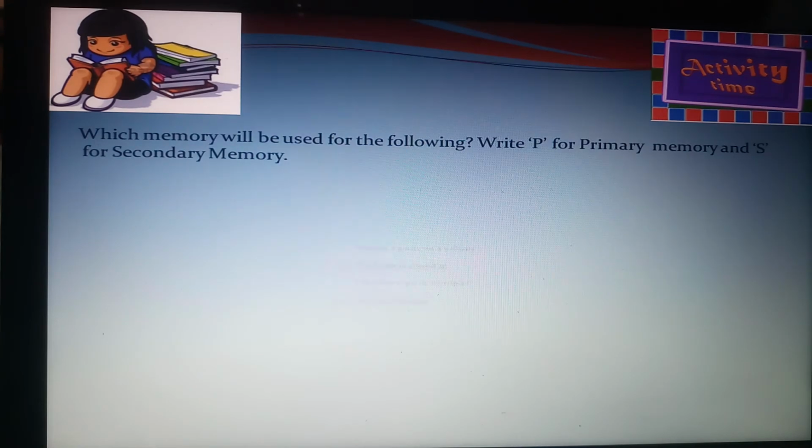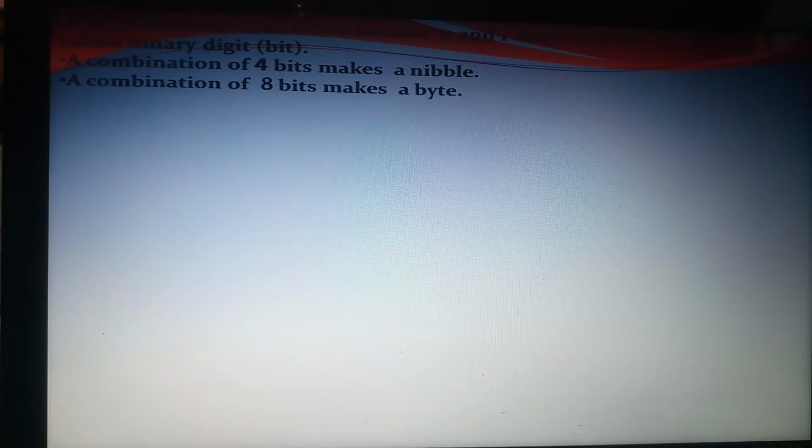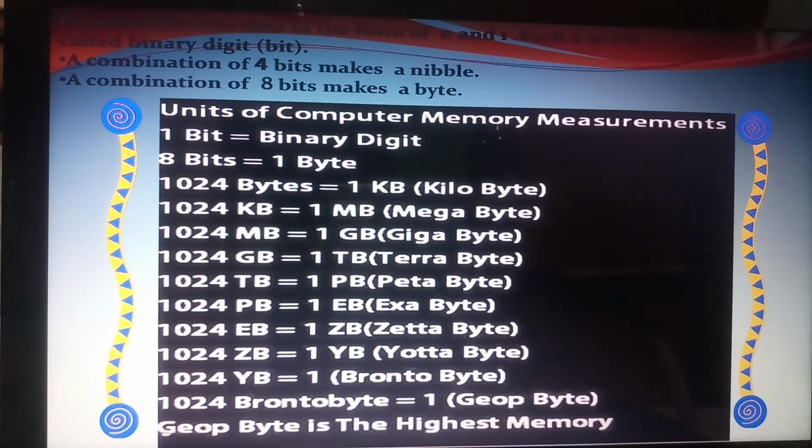We will write S. Now we will learn units of computer memory measurement. We have units to measure the storage capacity of various computer storage devices. The smallest storage unit of memory is a bit. Computer stores data in the form of 0 and 1. Each 0 and 1 is called a binary digit or bit. A combination of 4 bits makes a nibble. A combination of 8 bits makes a byte. A combination of 1024 bytes makes 1 kilobyte or KB and so on. Gigabyte is the highest memory.